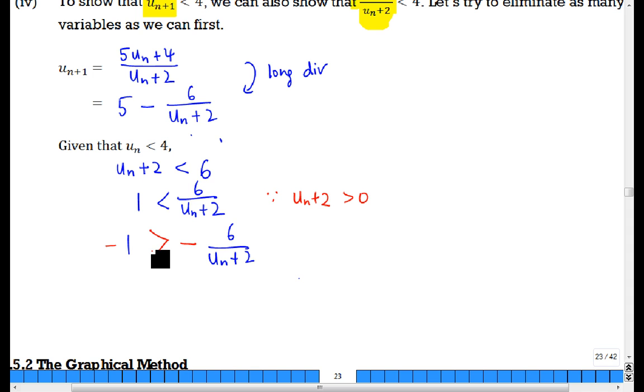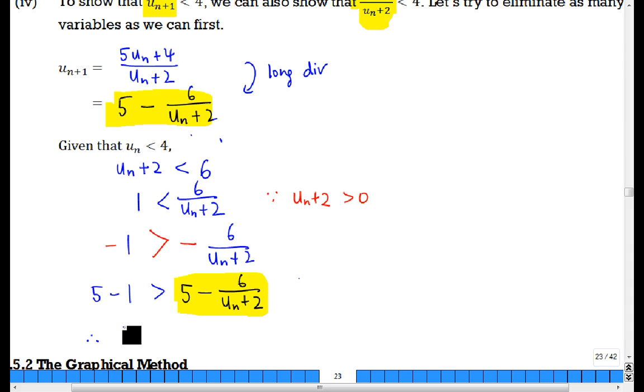Then after that, I add 5 on both sides because I want to end up here. Okay, let me finish off. Then, beautiful, isn't it? We end up with this. Correct? This is smaller than 4. Therefore, un plus 1 is smaller than 4. Correct? Good? Okay, we are only left with the graphical method, which is quite fast.